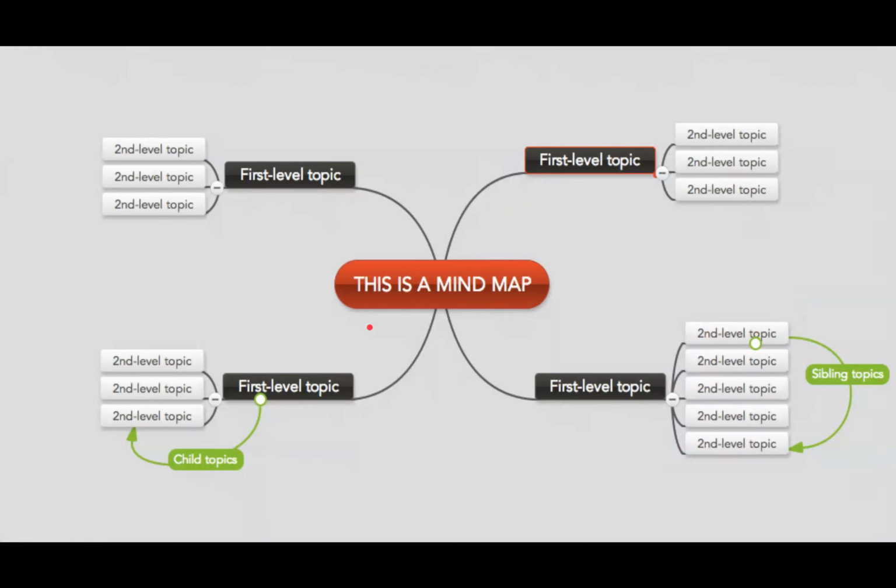So, just to summarize, this is a mind map. You will have first level topics. These are the first ones that you branch off from your central topic. Now, these might further branch off into any number of topics. Here, we have only taken them one level ahead, where you have three, three, three, and 5 of these second level topics. But these second level topics might also have third level topics, depending on the complexity of your topic.